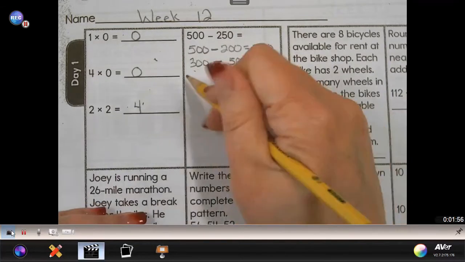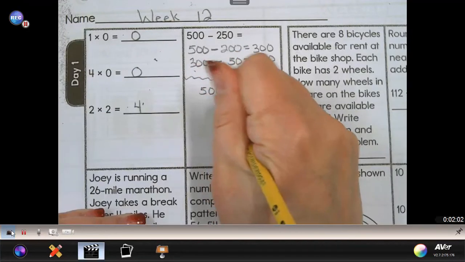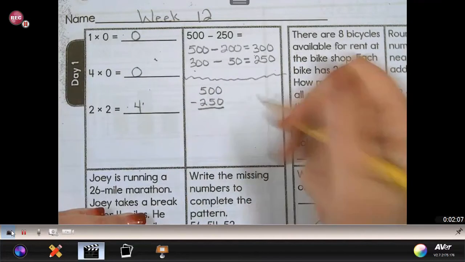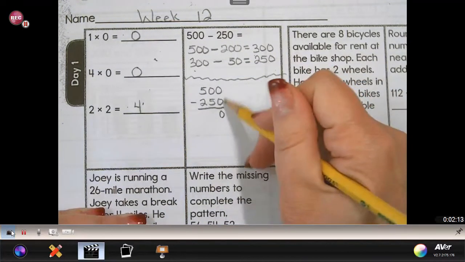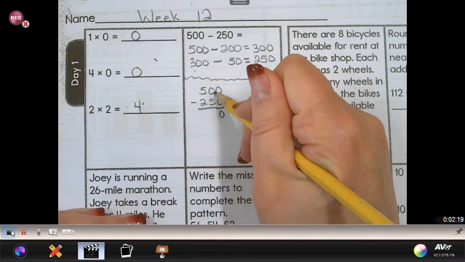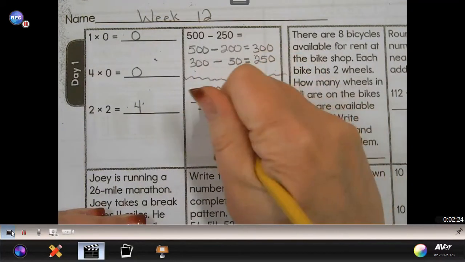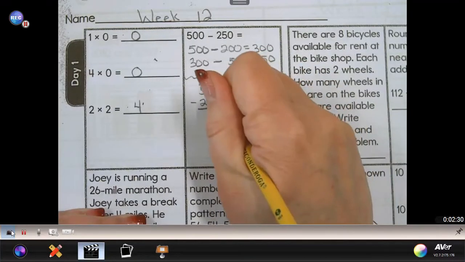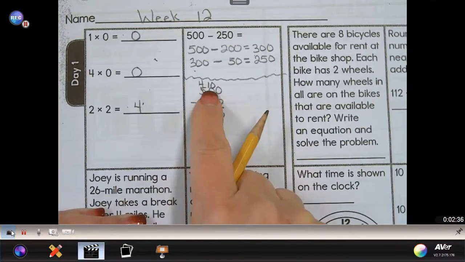Now, we could also use our algorithm and subtract. And we know that our ones place would be 0 because we don't have any ones to subtract. We cannot subtract 50 from no tens. So since we don't have any tens to subtract from, we're going to regroup or borrow 100. And that's going to regroup as 10 tens. And 10 tens, remember, is 100. So that 100 is now being called 10 tens.